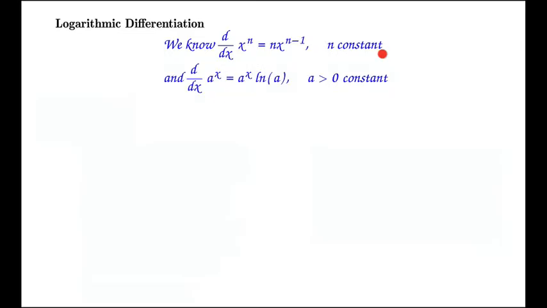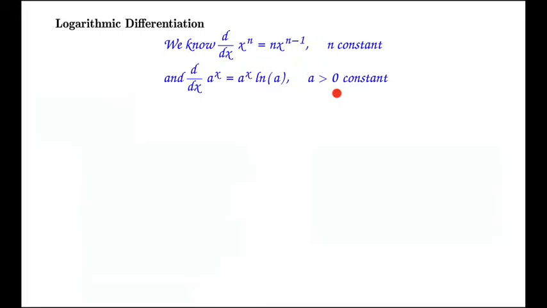In this video, we explore another case of logarithmic differentiation. We know from previous discussions that the derivative of x raised to some constant n is n x raised to the power of n minus 1. We call this the power rule. And we also know from previous discussion that the derivative of a to the x is a to the x times ln of a, where a is a positive constant.